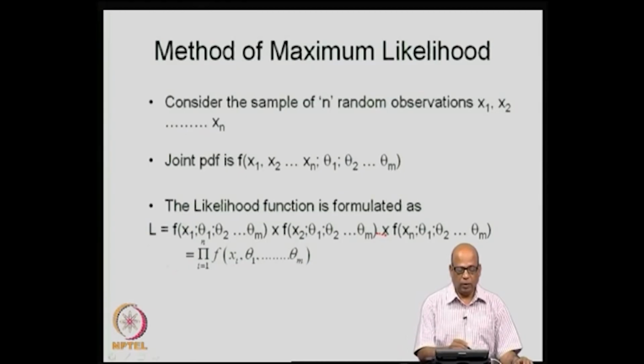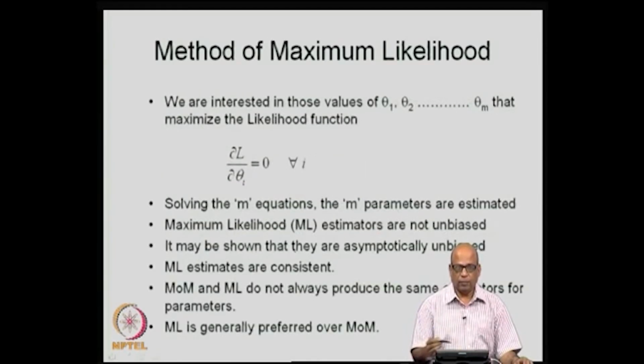So, we formulate the likelihood function and then we maximize it with respect to theta 1, theta 2 etcetera theta m, generating m number of equations by taking the first derivative, because we are looking at the maximization of L associated with the thetas. With respect to each of the theta i, you differentiate, equate it to 0, generate m equations, and solve them to get the m parameters.